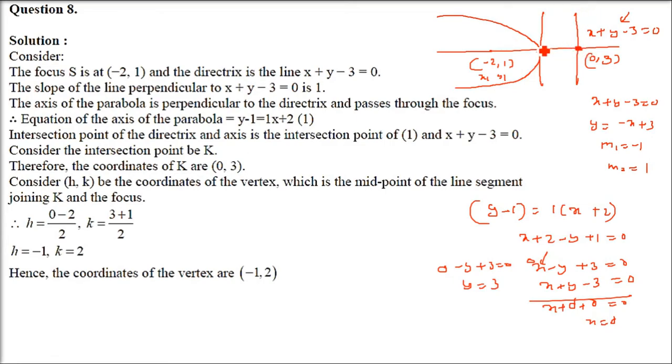Okay, 0, 3. So now this is the point 0, 3, and -2, 1 is the focus. The vertex can be found because the question is asking about the vertex. So how do we do that? Now we will use the midpoint formula. Assume the vertex to be h, k. So h is (-2 plus 0) by 2, and k is (1 plus 3) by 2. So -1 and 2 will be the vertex.